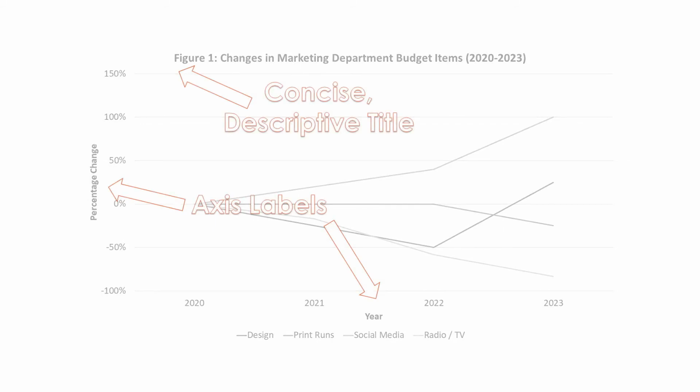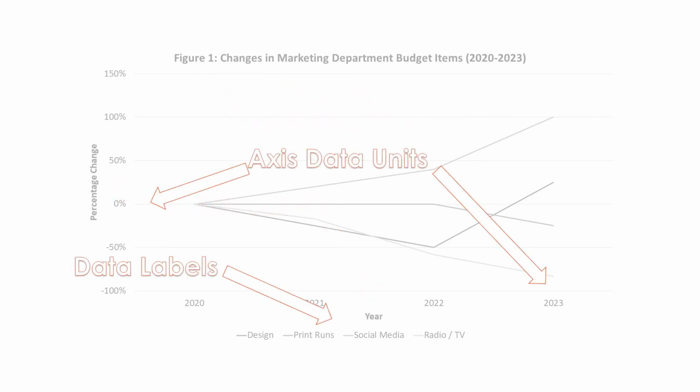We want to add a concrete descriptive title like Figure 1, Changes in Marketing Department Budget Items 2020 through 2023. We want to add those axis labels, percentage change and year. We also want to add the axis data units, either the percentage change or the year itself. And we want to include the data labels for design, print run, social media, and radio/TV. Including those elements will help our audience quickly and easily understand the purpose of all of the elements of our data visualization, as well as the data visualization as a whole.